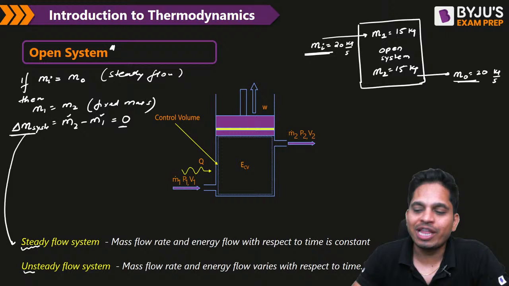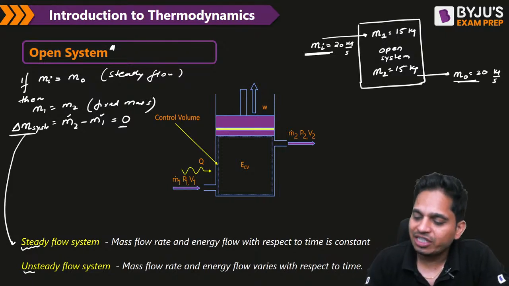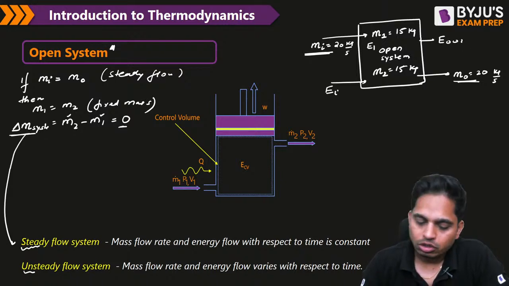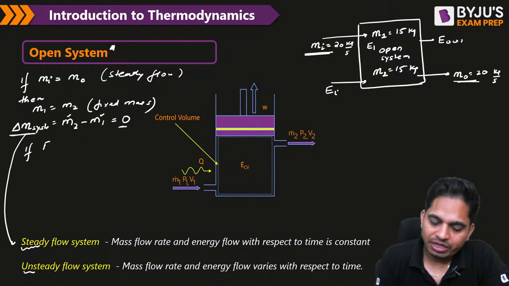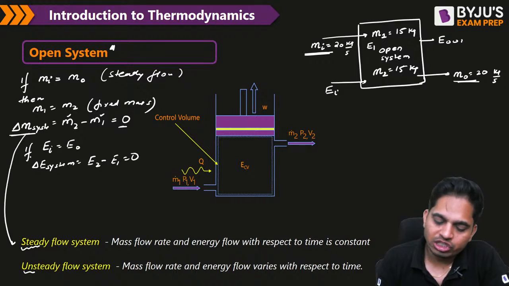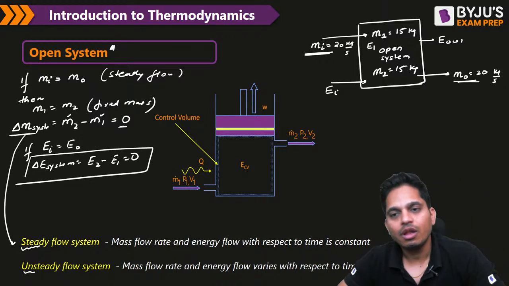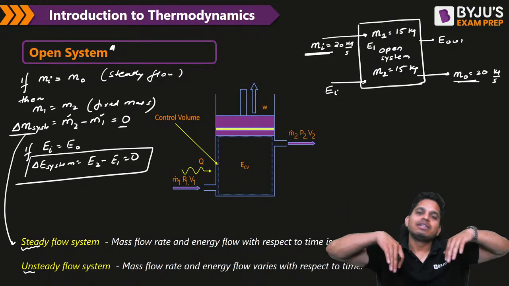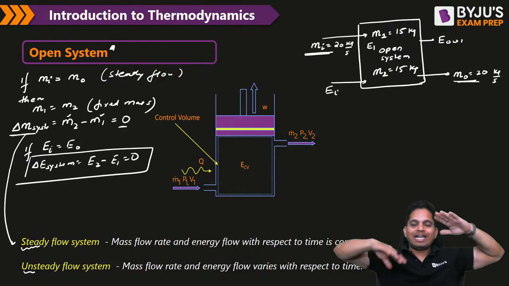The same thing we can do with energy. So it has some energy E1, and whatever energy you are giving, energy in, will be equal to energy out. So if energy in is equal to energy out, it means change of energy of system is E2 minus E1 equals 0. There is no change of energy of the system. So these types of systems are called steady flow systems. That means whatever is coming, same is going out. So it is not changing the state of the system.